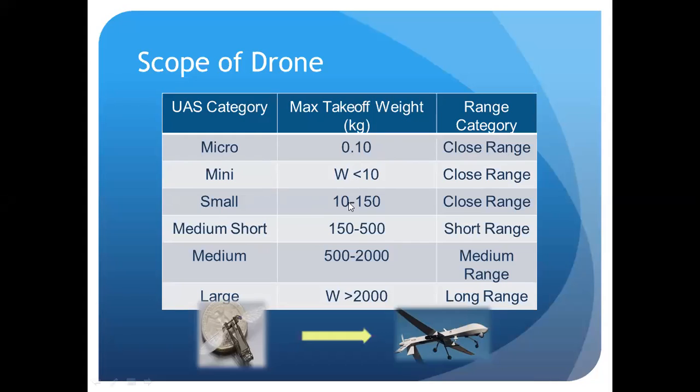Then small, 10 to 150 kg, again close range. Medium size, 150 to 500 kg, short range. Then 500 to 2000 kg, medium range, and weight greater than 2000 kg, long range. Means as per the weight of the drone we can use the drone for our civil engineering survey purpose. These are the ranges: close range, short range, medium range, or long range.